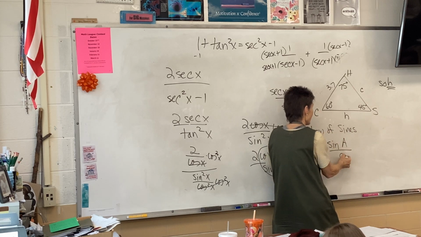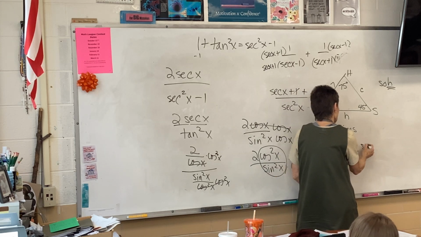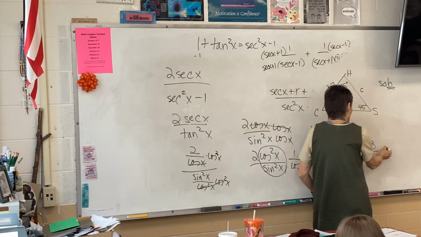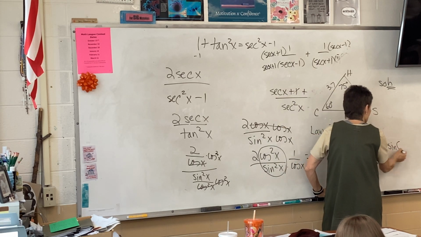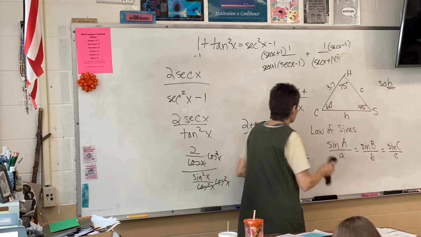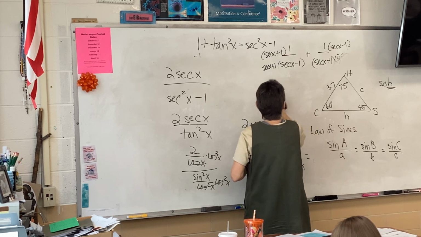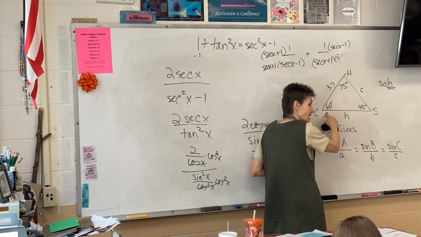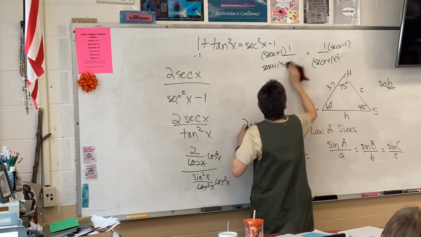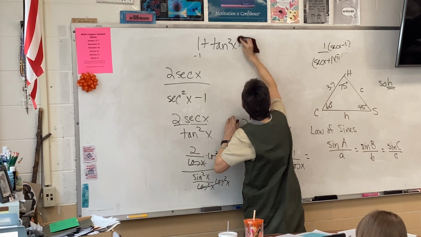Sine of angle A over side A, that ratio equals the sine of angle B over side B, equals, you guessed it, the sine of angle C over side C. So in other words, the ratio of the sine of an angle and its corresponding side is always the same. That ratio is going to be the same for the whole triangle.